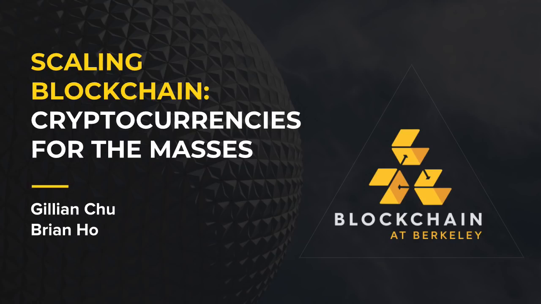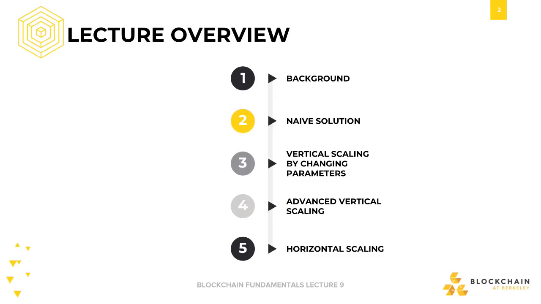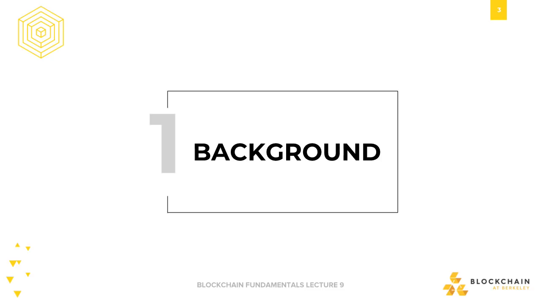Okay, so today we're going to talk about scaling blockchain and how we're going to make it so that cryptocurrencies, so that we can get Bitcoin to the point where everyone could be on the Bitcoin network and we'd still be able to have transactions. Okay, so I'm going to go over the naive solution and vertical scaling, and then Brian's going to take over for advanced vertical scaling and horizontal scaling. We'll explain what each of those things mean. But first off, let's get started.